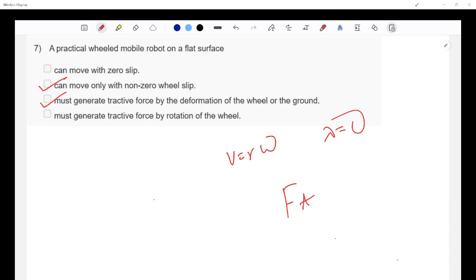The fourth option is it must generate tractive forces by rotation of the wheel. This is also false. Rotation alone does nothing. Without friction, the wheel spins in place. So motion comes from the ground reaction and not from the rotation. So this is also wrong. So ideal rolling is λ = 0. Small slip is necessary. Deformation is required, and traction drives the motion. That is all you should know. So a real wheel moves because it slightly slips and deforms, not because it perfectly rolls. All right.